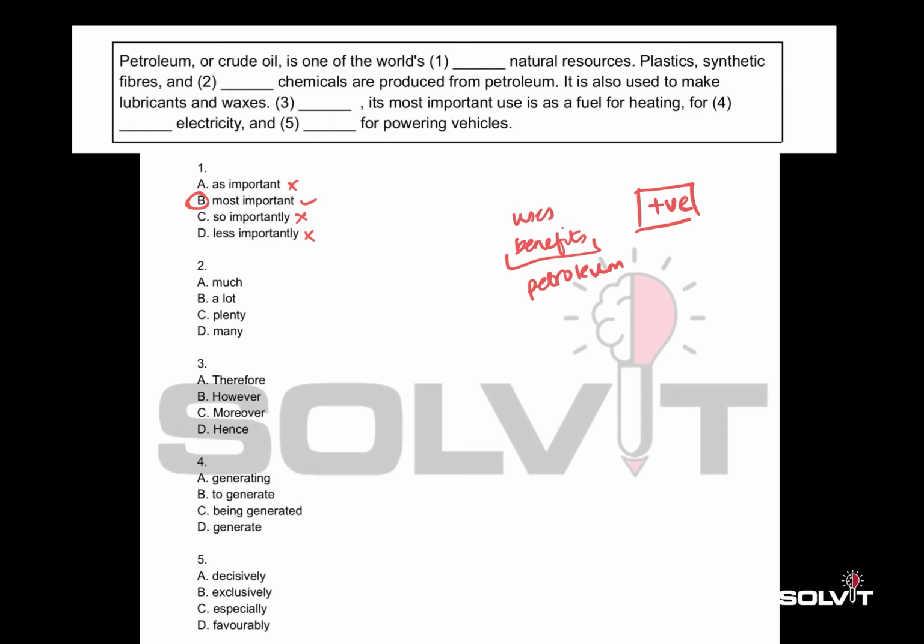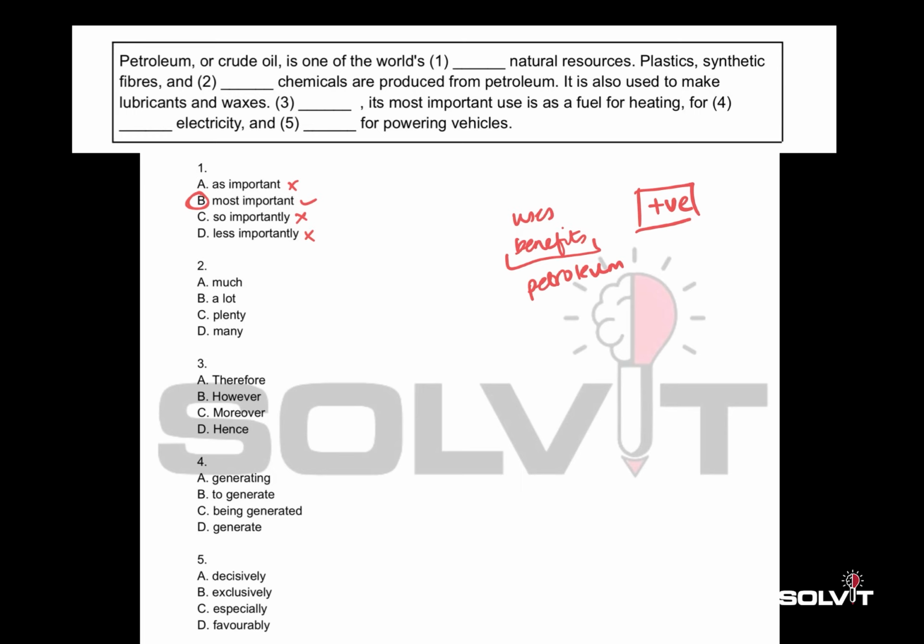Remember, it should sound grammatically correct also. That is the main thing because this section in your test is called grammar and vocabulary, right? So it's very important that you choose the right vocabulary, but you also have to make sure that it fits grammatically, right? It is grammatically correct. So in this one, the only grammatically correct option is most important. So the answer is B. Let's move on to the next one.